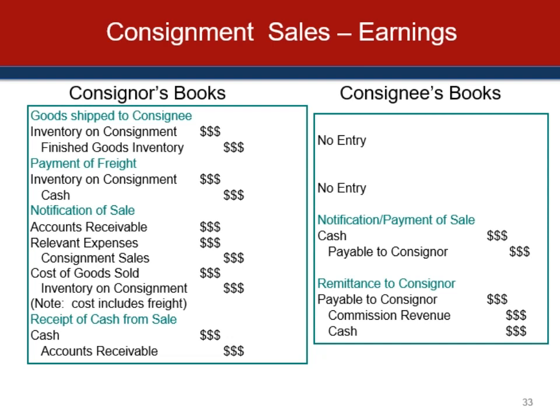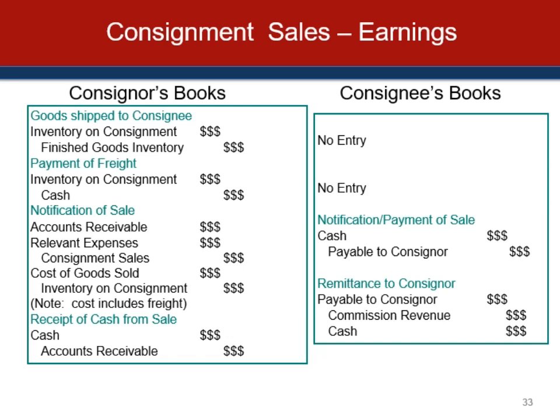The cost of goods sold is the reduction in the inventory on consignment, and so the cost there would include any freight out. Well, no, the cost would include the freight because it's already included in the inventory on consignment. Okay, so then when they receive the cash, they just simply record the cash and reduce the accounts receivable.